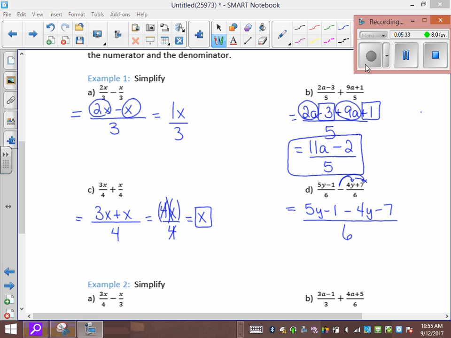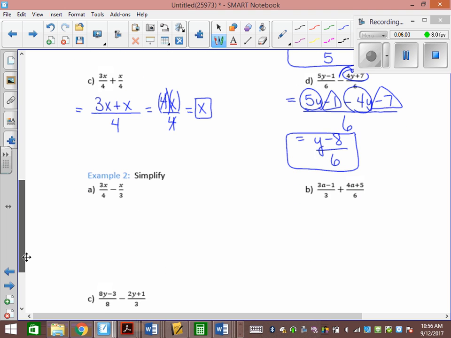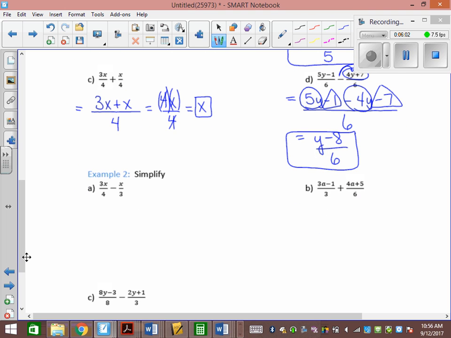Okay, now we can collect like terms. So we have to remember to distribute this subtraction to both those terms because we're actually subtracting both of them. Everyone forgets that. Don't be that person. Okay? Now, we have 5y minus 4y is y. And then negative 1 minus 7, negative 8, all over 6. No MPVs because we don't have any variables in our denominator.